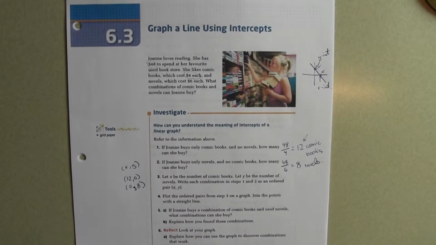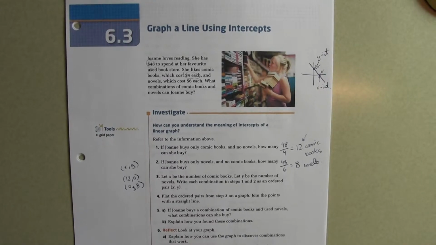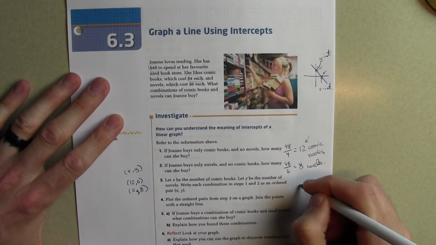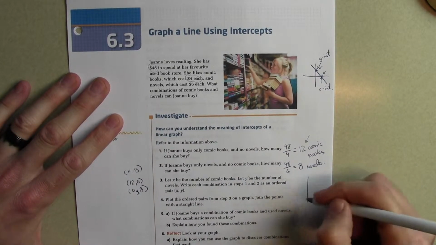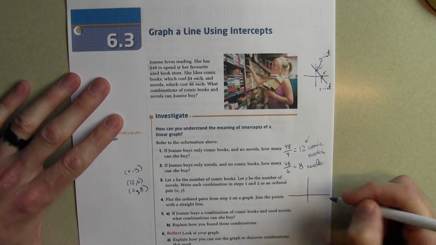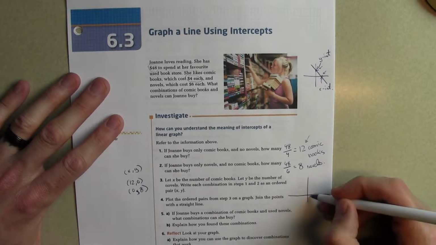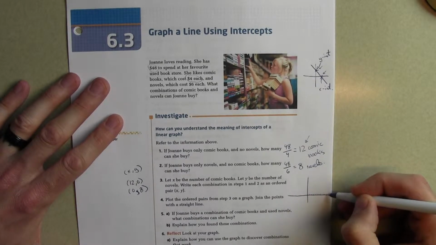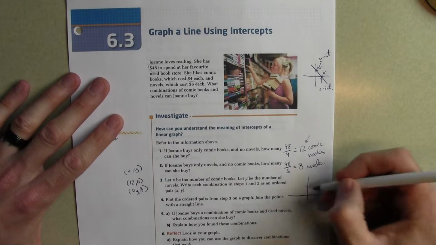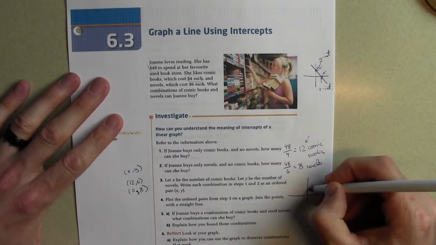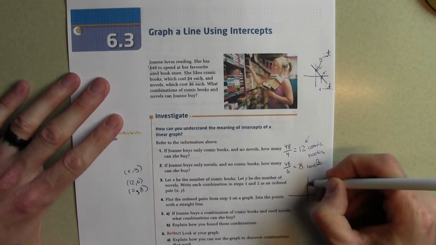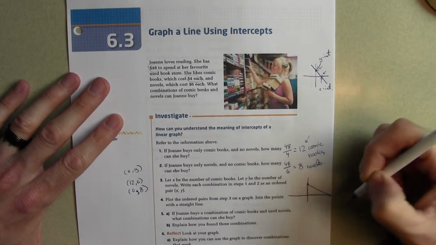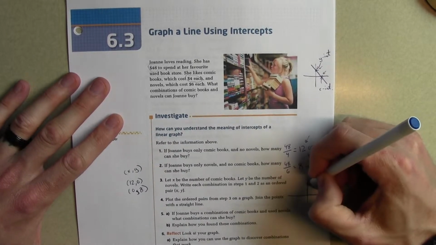All right, number 4. Plot the ordered pairs from step 3 on a graph. Join the points with a straight line. So here's our mini graph. We have 12, 0. So 1, 2, 3, 4, 5, 6, 7, 8, 9, 10, 11, 12. And we have 0, 8. 1, 2, 3, 7, 8. Okay, there's our line.